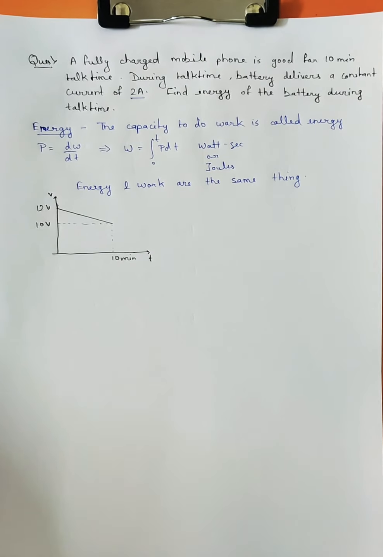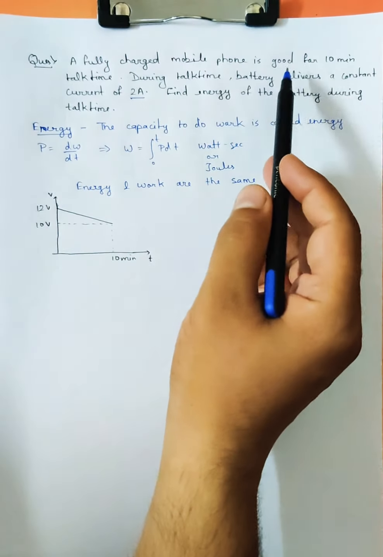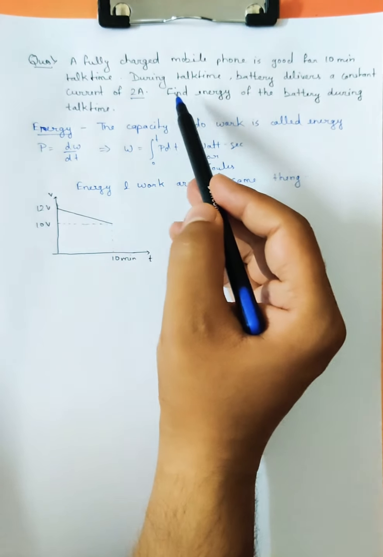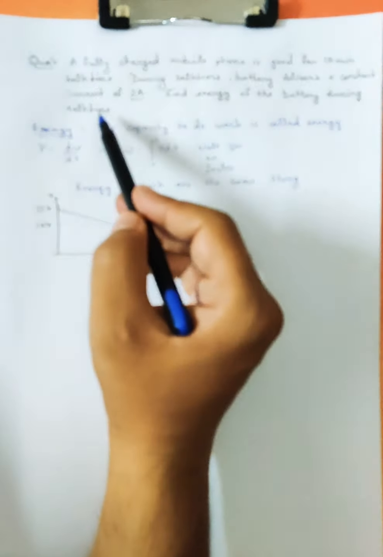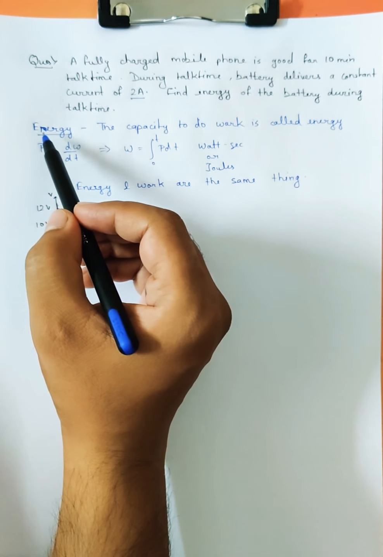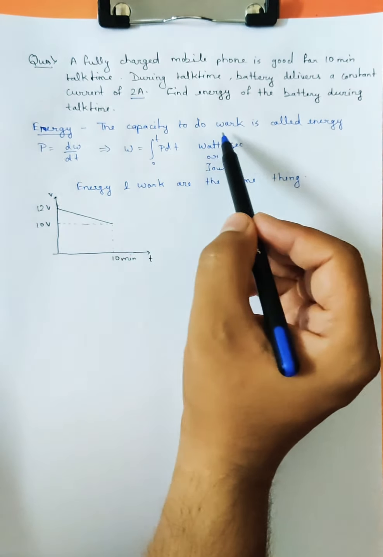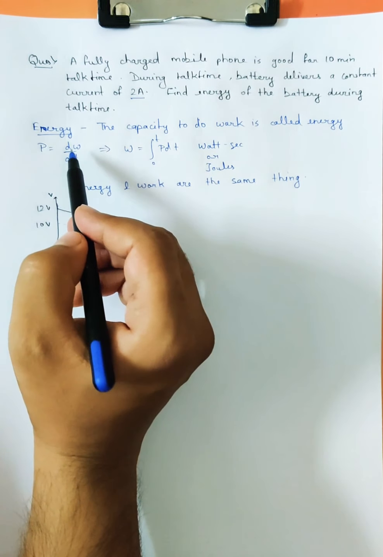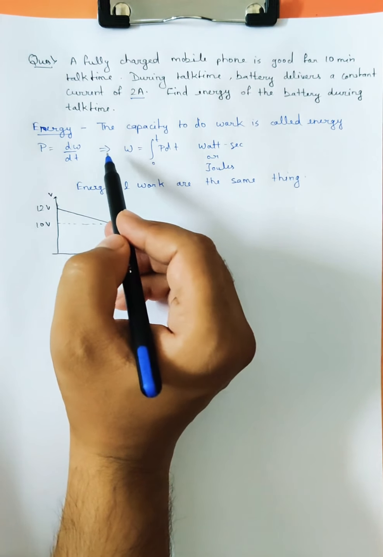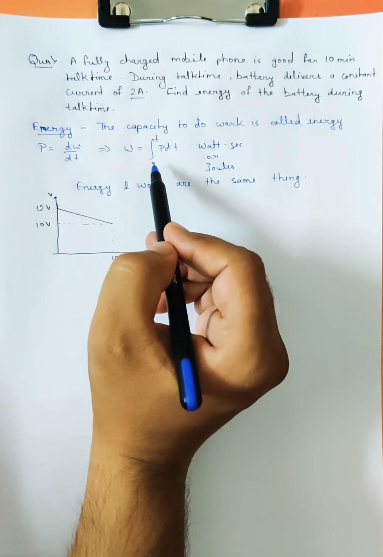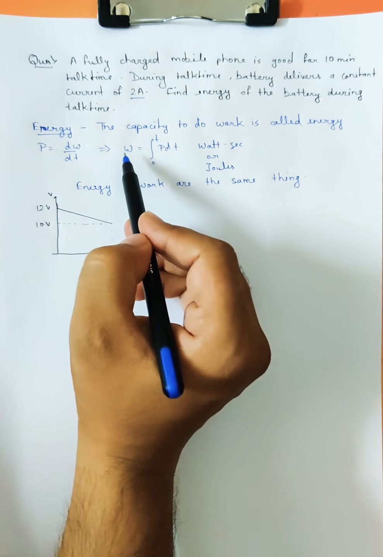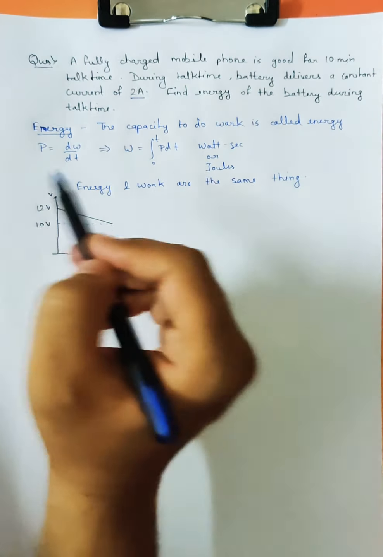This is the next question. A fully charged mobile phone is good for 10 minutes talk time. During talk time, battery delivers a constant current of 2 ampere. Find energy of the battery during talk time. What is energy? The capacity to do work is called energy. We know that power is equal to dW by dt. It implies that work is equal to integral 0 to t of p dt. Watt second or joule. Joules is the SI unit for work. Energy and work are the same thing.